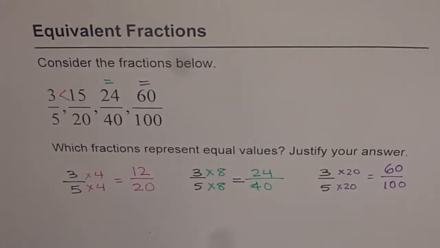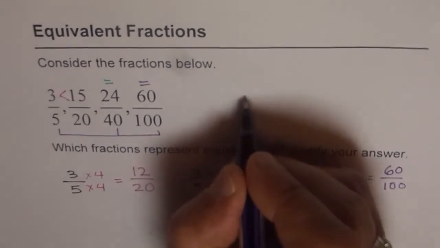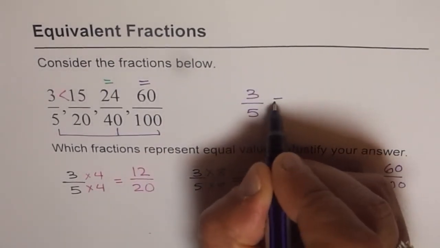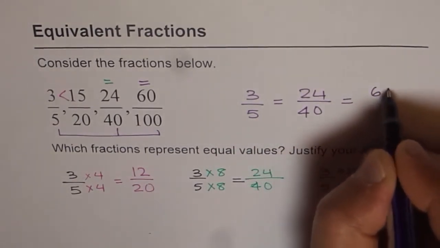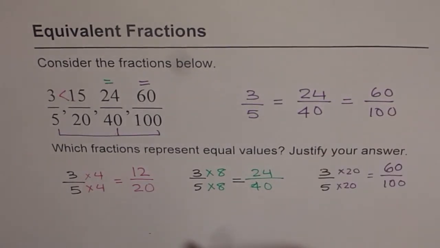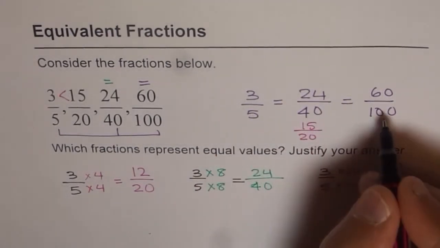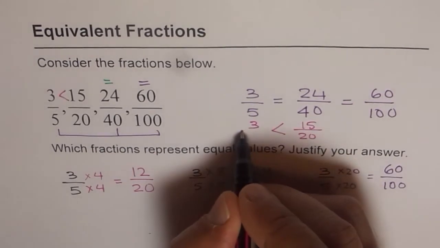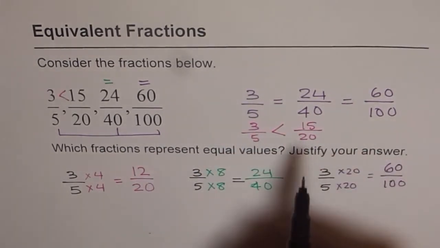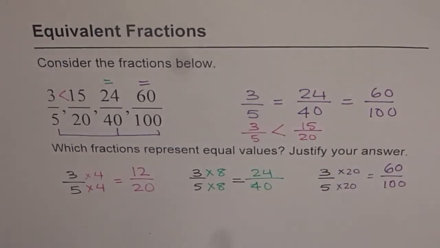So we see one thing, that we do have 3 equivalent fractions. So we can write that 3 over 5 is equal to 24 over 40, right? And that is also equal to 60 over 100. However, 15 over 20, let's write it in a different ink. 15 over 20 is not equal to these, but 15 over 20 is greater than all of them, right? Greater than 3 over 5, and so it is greater than even the others. So that is the greatest, and all the 3 are equal.